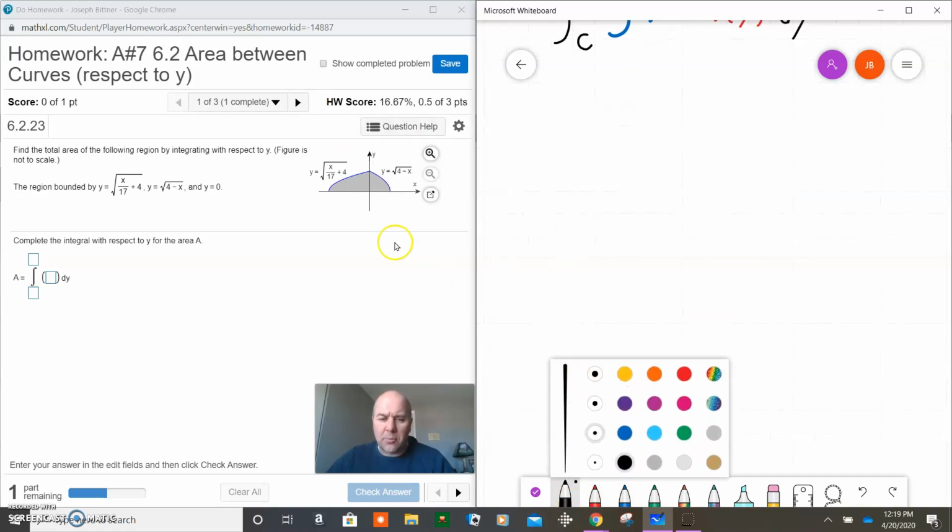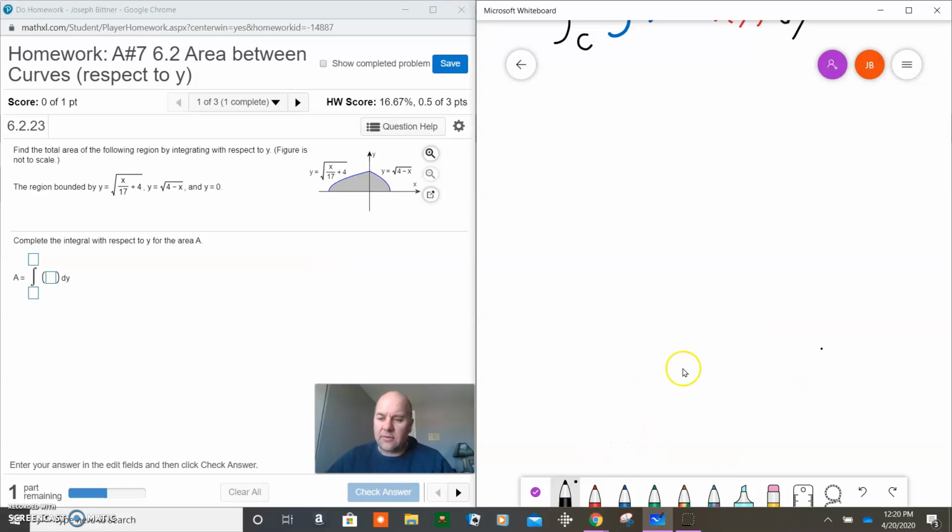I'm only going to do two problems here, so we'll go through this quickly. If you look at this first problem, you should notice that the equations already read y equals. When we're doing it with respect to x, we want y equals. When we want it with respect to y, we want the equations to read x equals. So I have to take both equations.